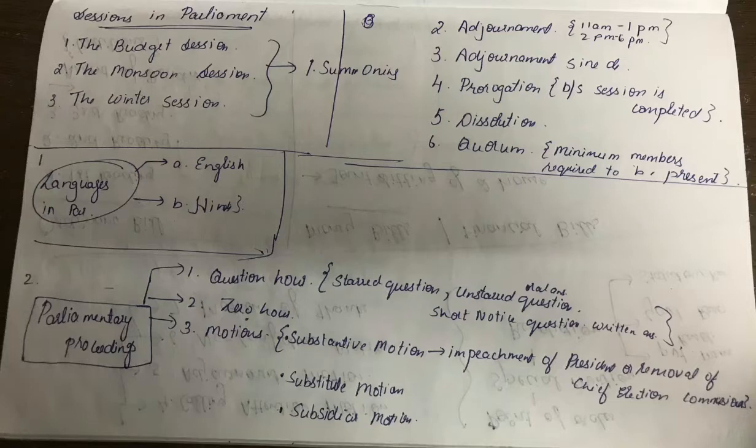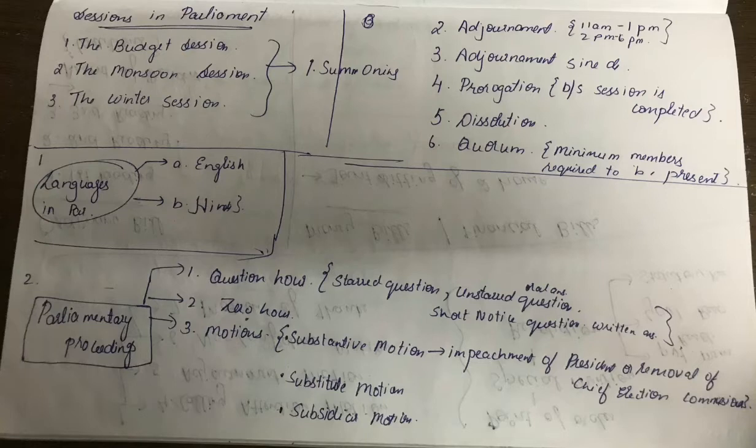Second thing is about parliamentary proceedings. Like we have question hour. In question hour we have different kinds of questions like starred questions, unstarred questions, and short notice questions. Second one we have zero hour, where we can ask questions to the parliamentarians, and in question hour, as the general public, we can also pose a question.